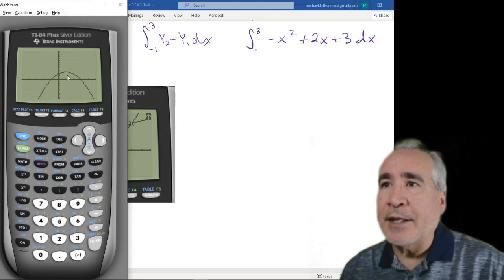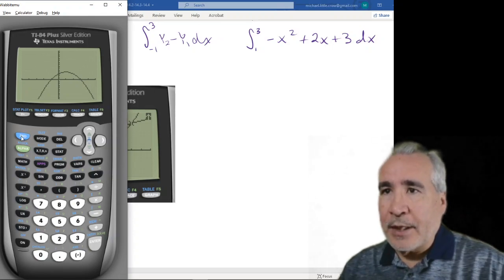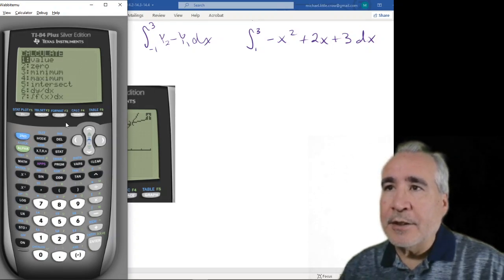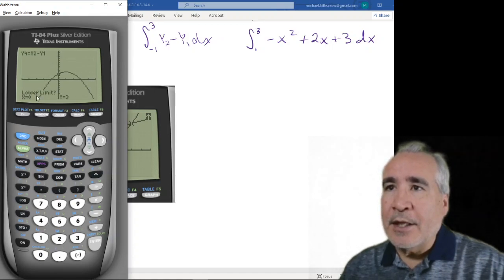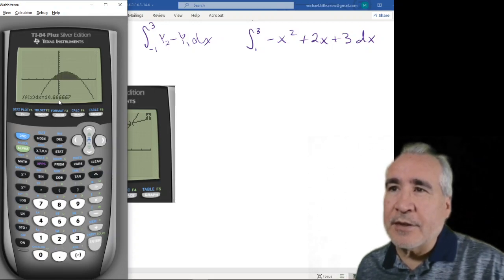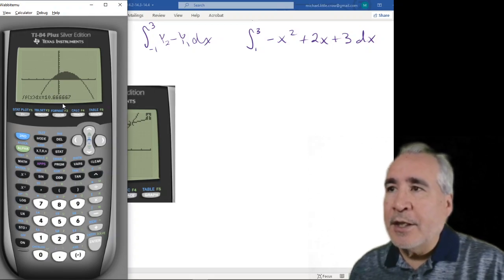Okay, we want the area under the curve. It's going to be a positive value here. It's going from -1 to 3. And so we go second calc, number 7, the integration key. The lower limit is -1. The upper limit is 3. And there we go. It's 10.666. Hopefully you recognize this repeating decimal as a third.